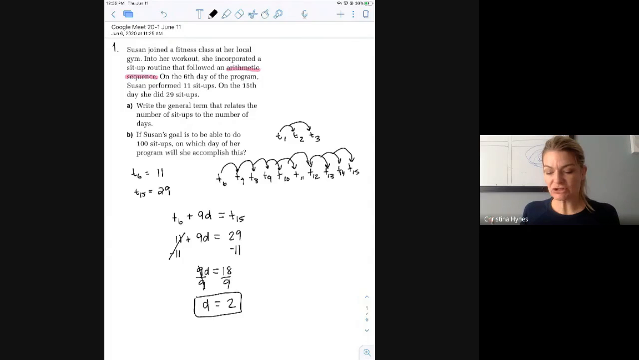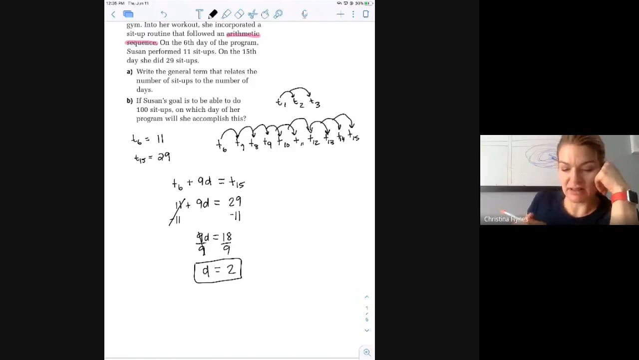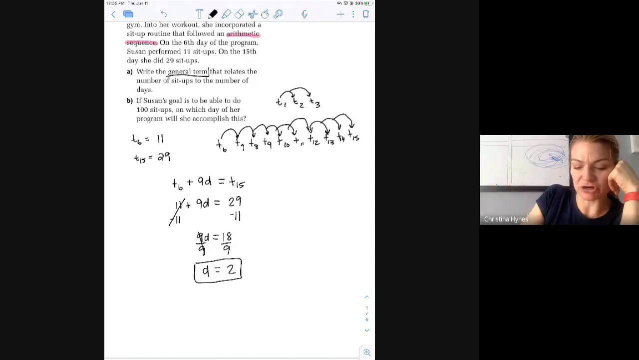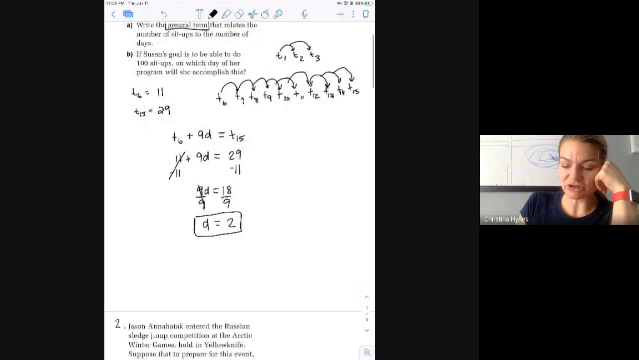Okay, so once you find your common difference, now you still need to find your term 1. So this is always the case. If you don't have your common difference in arithmetic, or you don't have term 1, meaning how many sit-ups did she do on the first day, then you can't really answer this question with the general term. The general term equation always needs term 1 and your common difference. So I'll use the formula that's on our formula sheet. This is the general form equation for an arithmetic sequence.